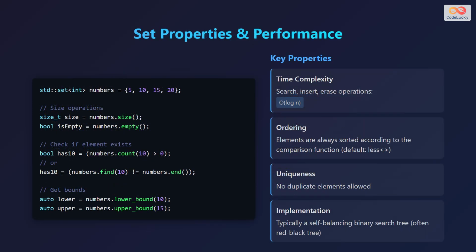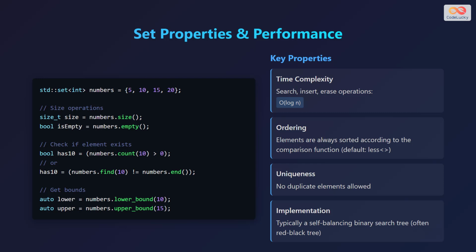Let's explore some key properties and performance characteristics of C++ sets. Start with an example set of integers 5, 10, 15, and 20. You can obtain the size of the set using the size method, and check if the set is empty using the empty method. To check if an element exists, you can use the count method or the find method. The count method returns the number of elements with a specified value, which will be 1 if the element exists and 0 otherwise. The find method returns an iterator to the element if it exists, or numbers.end() if the element is not found.